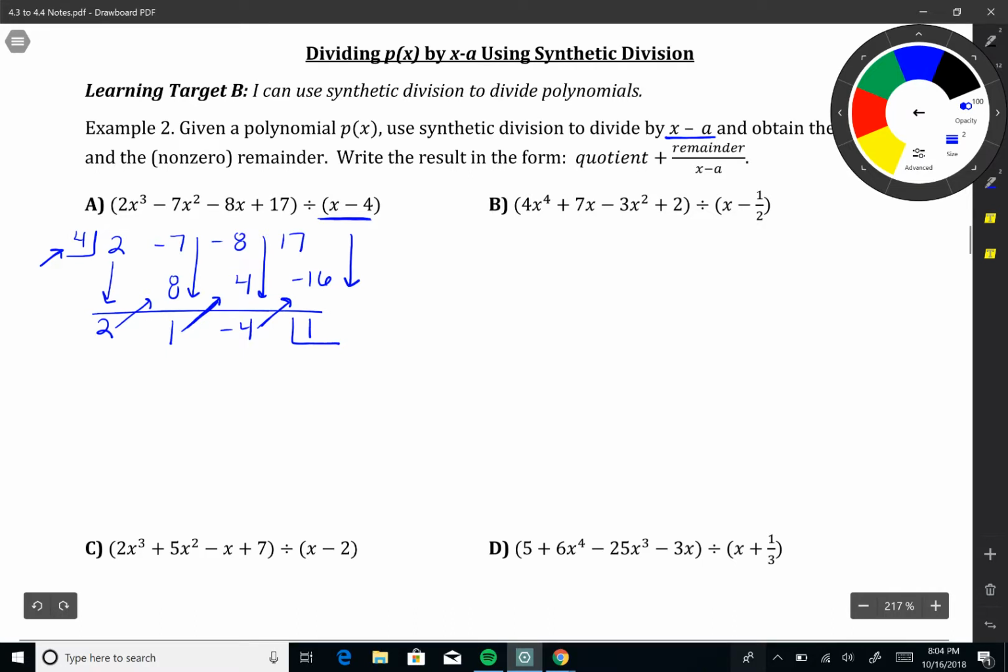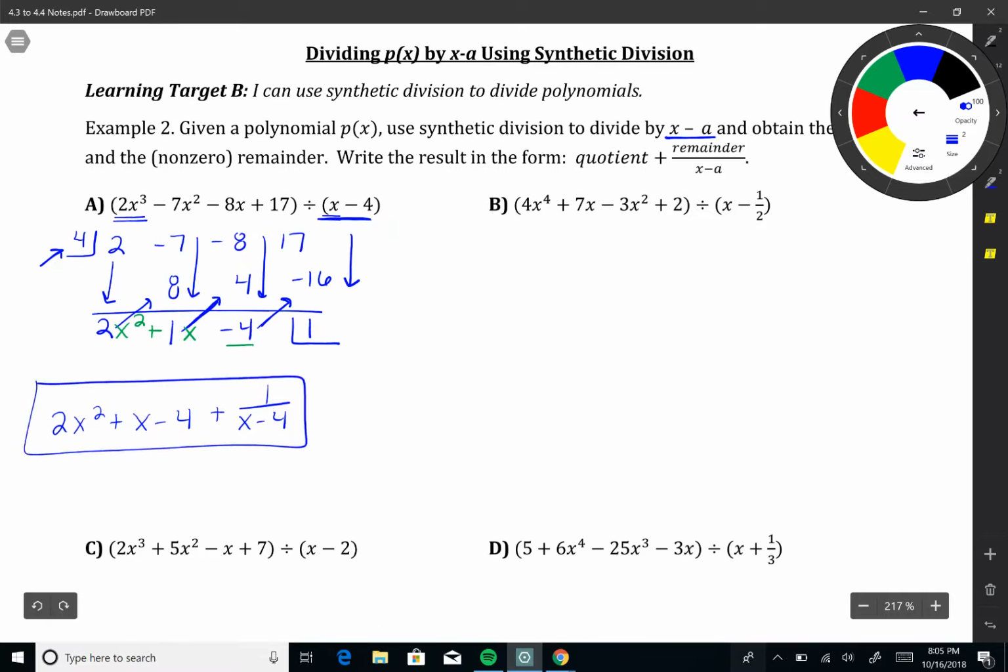So we are dividing a cubic by a linear. If we think about that, our first exponent on our quotient would be squared, and it should always go down from there. And our last term would be our constant term. So we write our answer as 2x squared plus x minus 4 plus 1 over x minus 4.